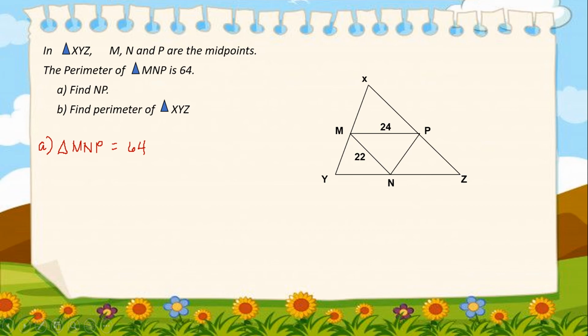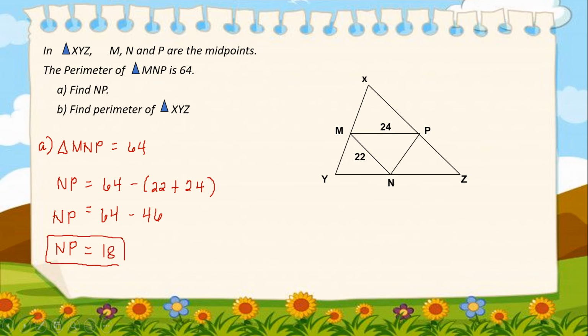So in order to find the length of NP, we simply subtract the lengths of MN and MP from 64. So we have 64 minus 22 plus 24. So NP is equal to 64 minus 46. And 64 minus 46 is equal to 18. So the length of NP is 18.